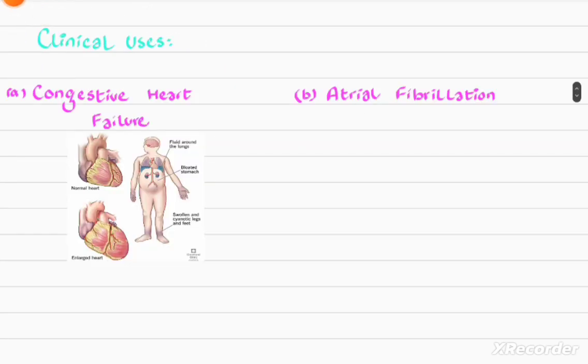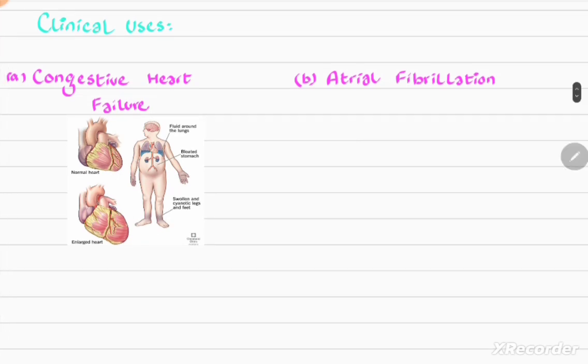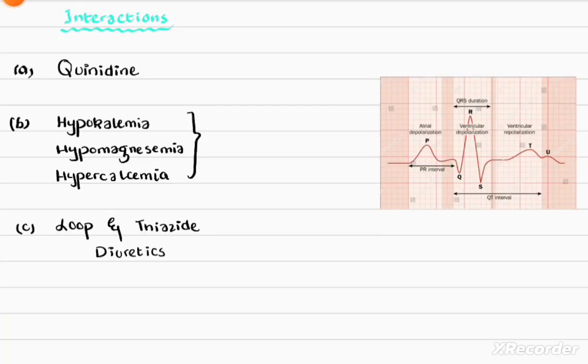So the clinical uses of the digoxin, number one is congestive heart failure, which we have already learned about, that it increases the contractility of the heart, it decreases the heart rate, it reduces the workload on the heart, and this is how it is used in the treatment of congestive heart failure, as it decreases the heart rate and it prolongs the refractory period of the heart. We use it in atrial fibrillation, which is a kind of arrhythmia. So if the patient has a low blood pressure and arrhythmia, we will use digoxin for the treatment of atrial fibrillation. Now, digoxin is a wonderful drug, but it has many serious interactions.